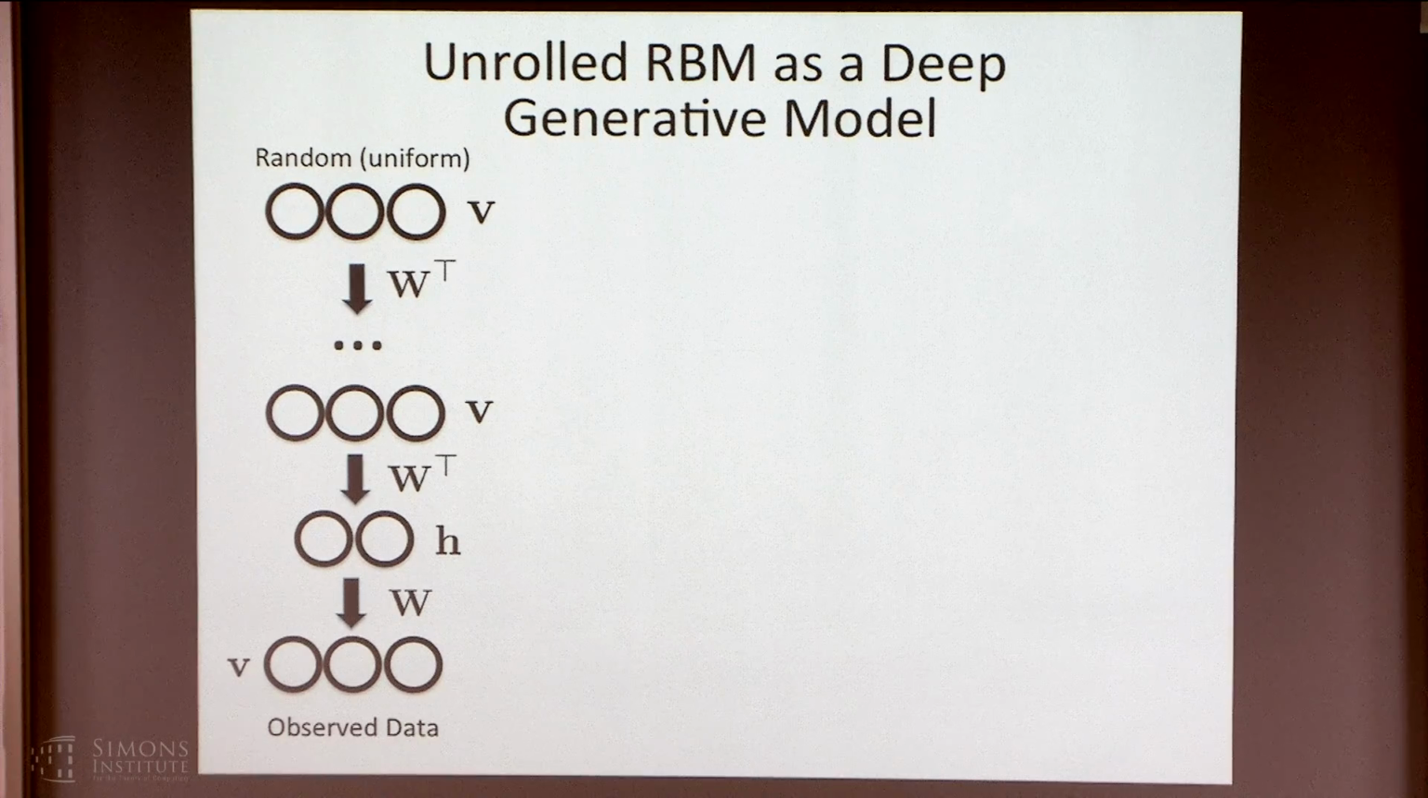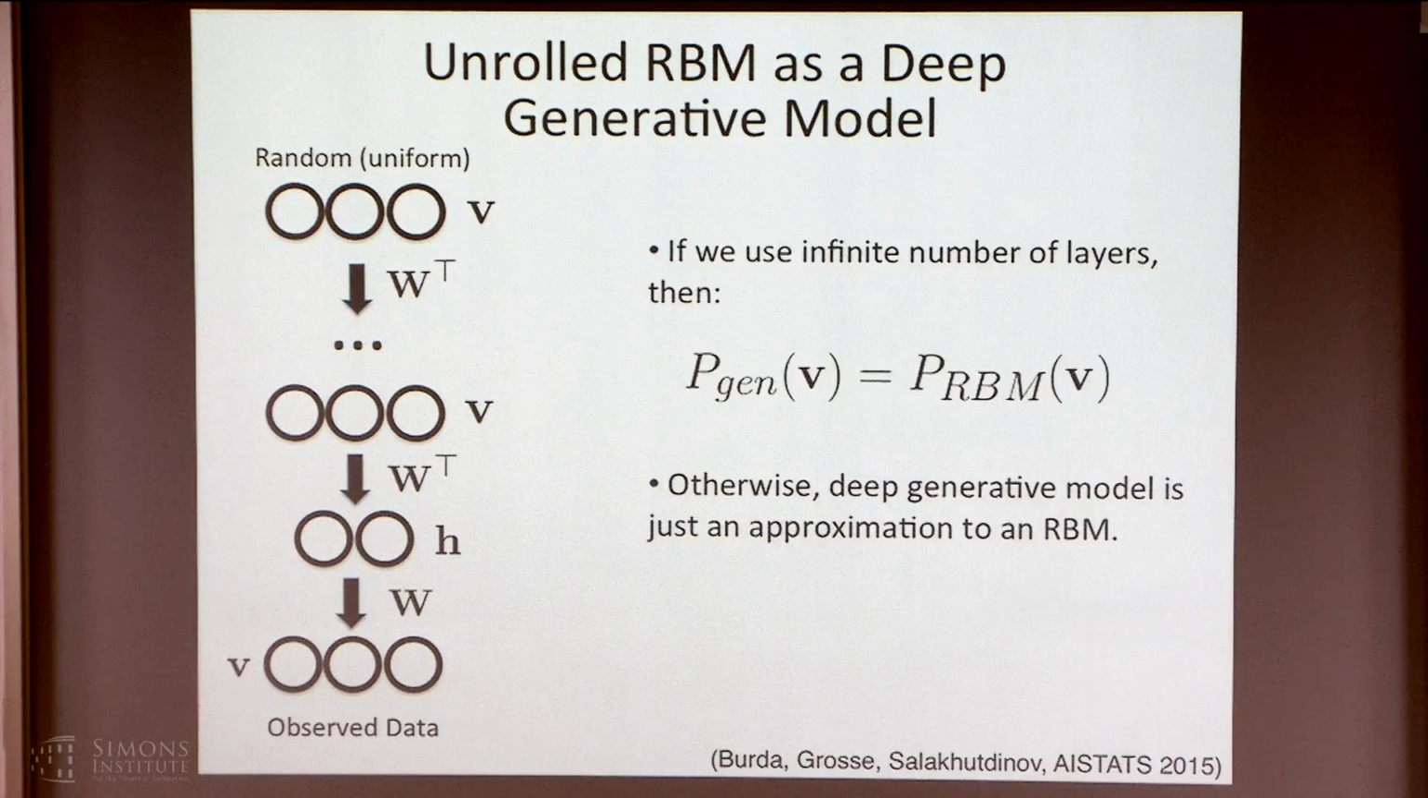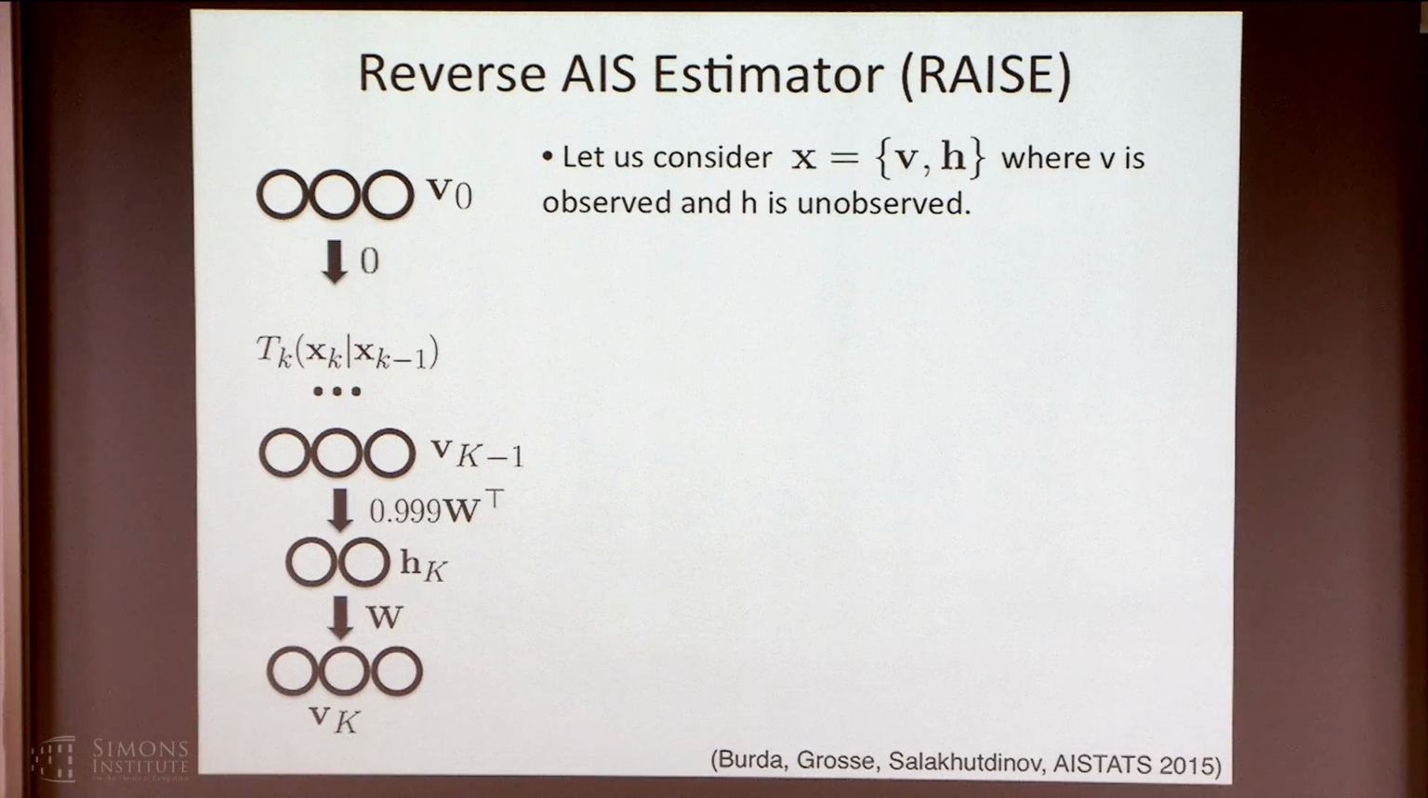My model is not an RBM model, it's this model here. And if we use an infinite number of layers, then this generative model is the same as the distribution defined by the restricted Boltzmann machine. Otherwise, it's just an approximation. But generally, this is how we actually use this model in practice as a generative model.